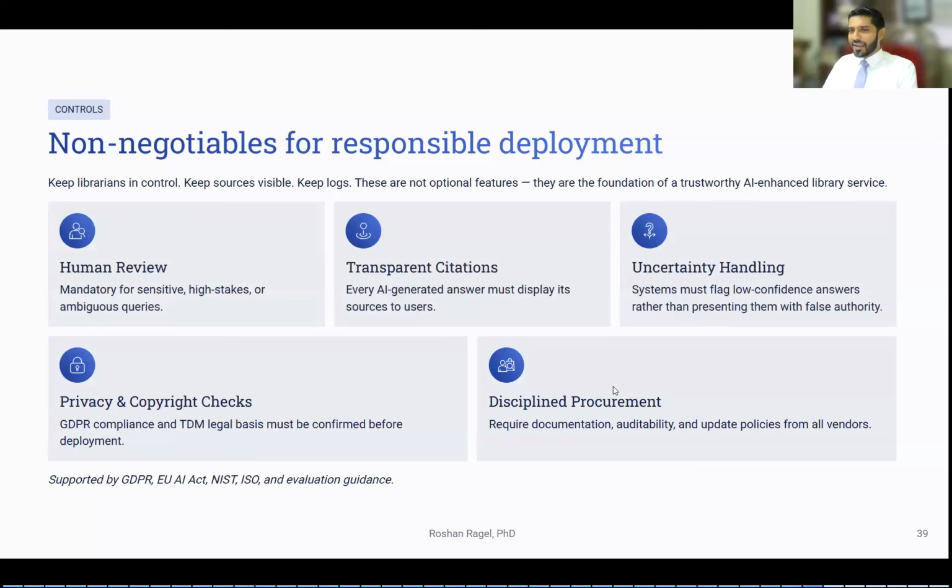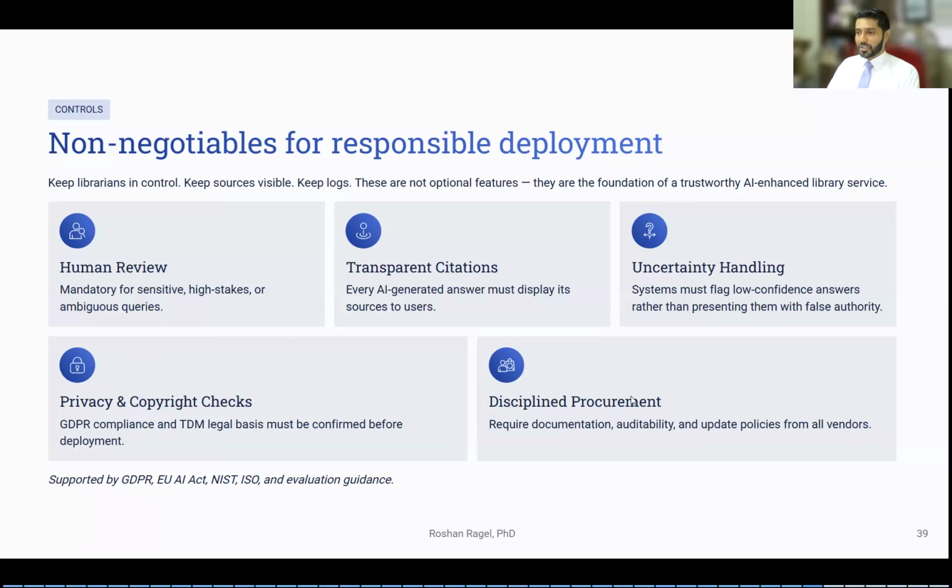Responsibility, I don't want to re-emphasize it, but it is something of importance. Every other document, GDPR, the European Union AI Act, NIST from the US, and ISO, the standards, and everywhere else, all talk about human review and transparent citations. We have to make sure uncertainty is handled, meaning the results that are coming are not all certain. We also have to worry about privacy and copyright checks. I already mentioned those.